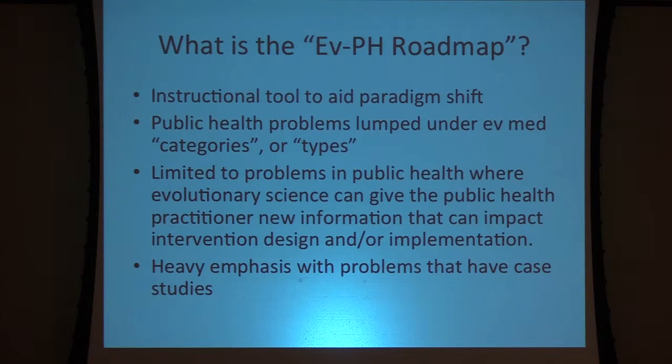However, I would say that for public health, we may be able to create a tool that does separate evolutionary medicine into types or categories. And this is what I'd like to call the ISEMPH roadmap. It will be an instructional tool that's aimed to aid paradigm shift and introduce an evolutionary perspective to public health program planners. And it will contain different types of evolutionary medicine or categories within evolutionary medicine.